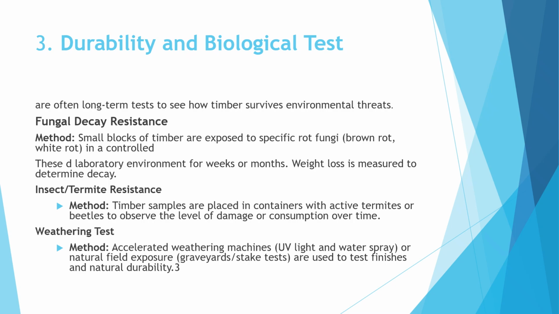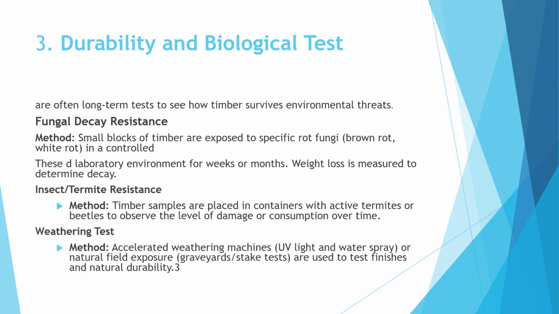The method we're going to use is small blocks of timber exposed to specific rot fungi. It is then controlled, and we test it in a laboratory environment for weeks or months. Weight loss is then measured to determine the decay. We also need to test insect or termite resistance. The method is that timber samples are placed in containers with active termites or beetles to observe the level of damage or consumption over time.